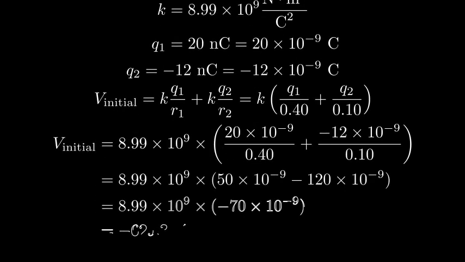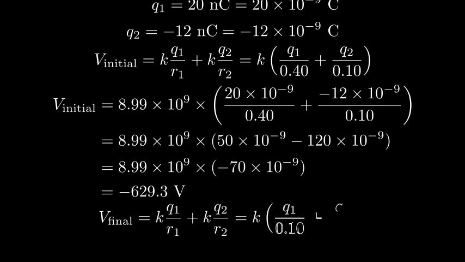Plugging in our values, V initial equals 8.99 times 10 to the 9th times the quantity 20 times 10 to the minus 9 divided by 0.40 plus negative 12 times 10 to the minus 9 divided by 0.10, equals 8.99 times 10 to the 9th times the quantity 50 times 10 to the minus 9 minus 120 times 10 to the minus 9, equals 8.99 times 10 to the 9th times negative 70 times 10 to the minus 9, equals negative 629.3 volts. Now, let's calculate the potential at the final position.